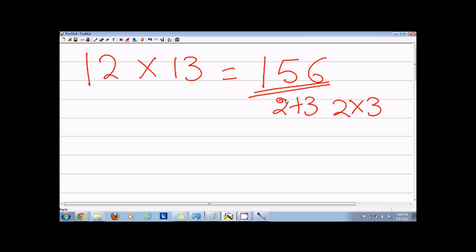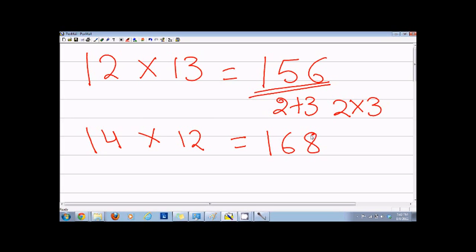So as you can see, it's pretty easy and you can easily remember this trick and go quickly with this kind of multiplication for your exams. Another example is if I have 14 and I want to multiply by 12, then I will say 1, and then 4 plus 2 is 6, and 4 into 2 is 8, so the answer is 168.